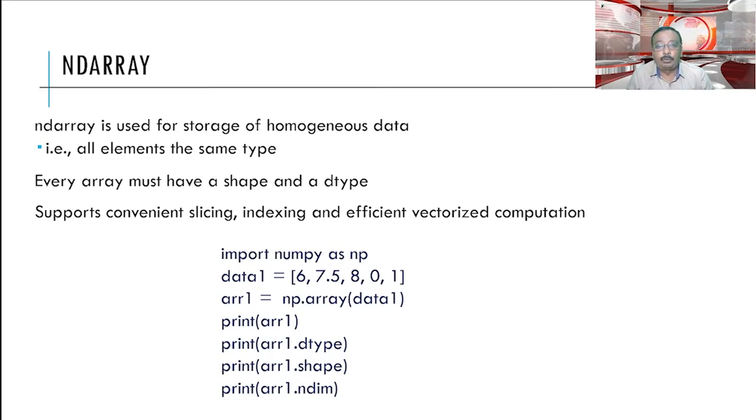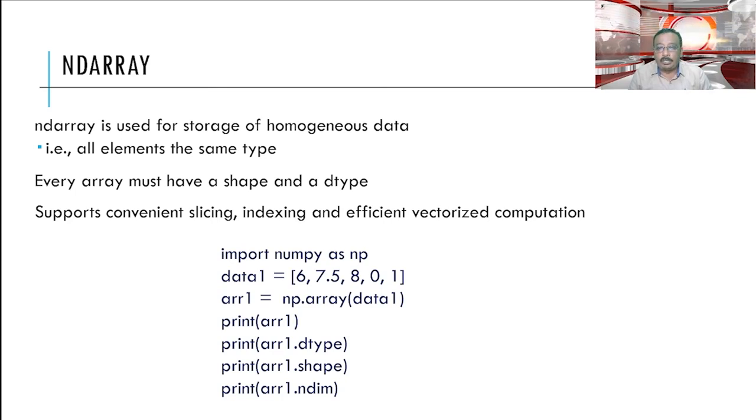The n-dimensional array is used for storage of homogeneous data, that is, all the elements are going to be of the same type. Every array must have a shape and a data type. The ndarray supports convenient slicing, indexing, and efficient vectorized computation methods, for which NumPy is wanted.